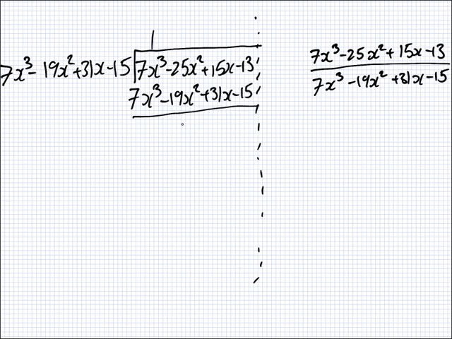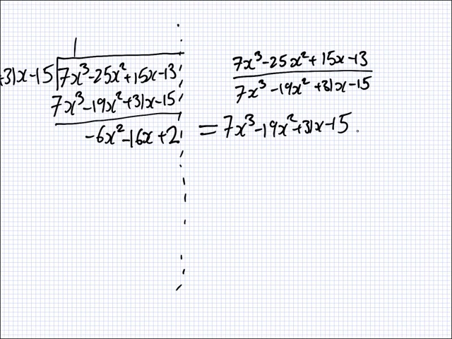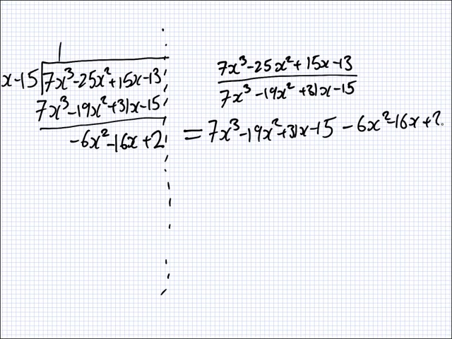Divide, cancel, minus 6x squared, minus 16x, is that right? Yeah. Plus 2. So that means the numerator, I can write it as 1 times the cubic plus that remainder, minus 6x squared minus 16x plus 2, all over that cubic.